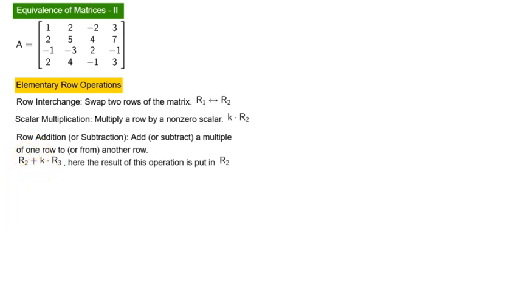So now let's start with the matrix A and let's carry out the operations. Replace R2 with R2 minus 2R1. So R2 is 2 minus 2 times R1, that is 2 times 1. So 2 minus 2 is 0. 5 minus 2 times 2, that is 5 minus 4 is 1. 4 minus 2 times 2, that is 4 plus 4, that is 8. 7 minus 6, that is 1.